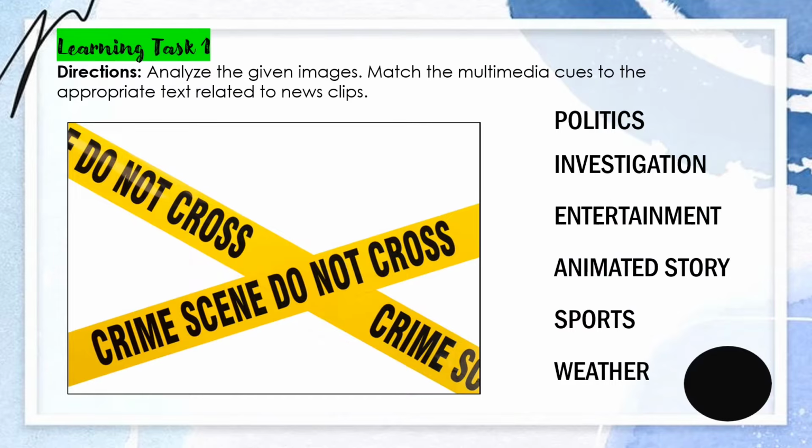Now, it's time for you to do the learning task 1. Get your pen and write your answers in your answer sheet. Analyze the given images. Match the multimedia cues to the appropriate text related to news clips. You have 10 seconds to answer each item.